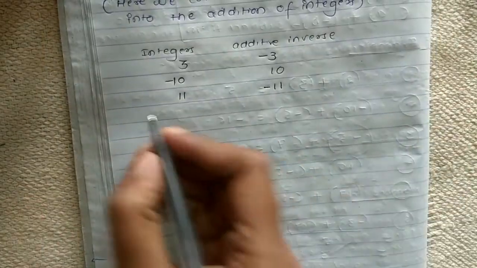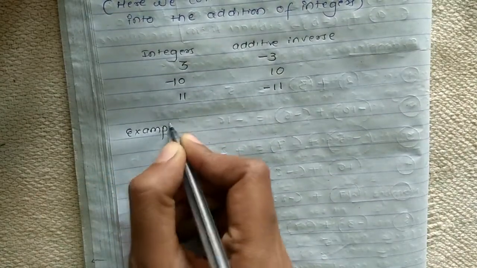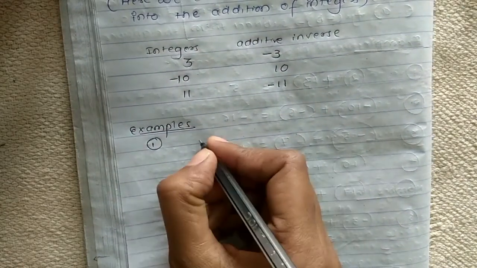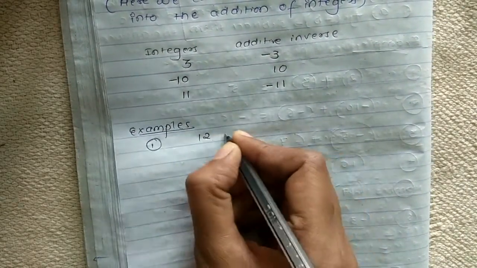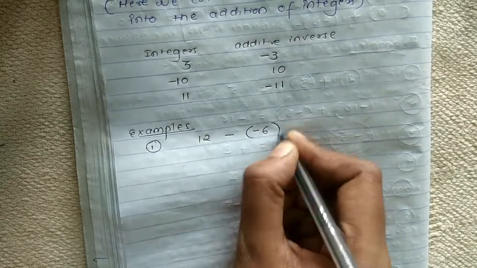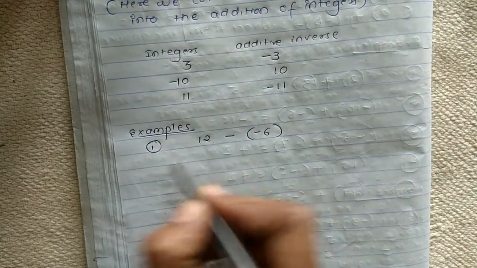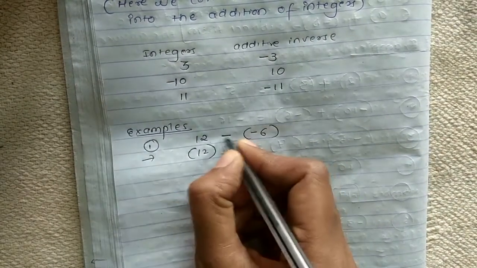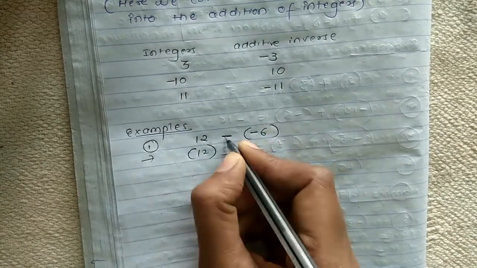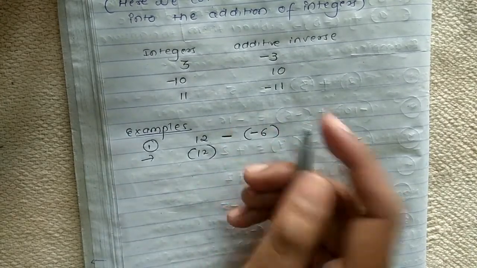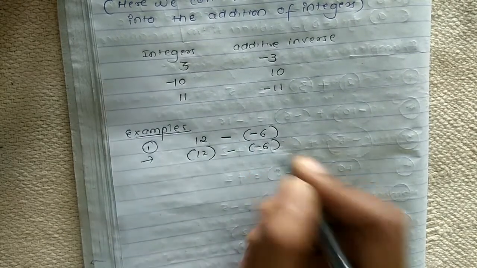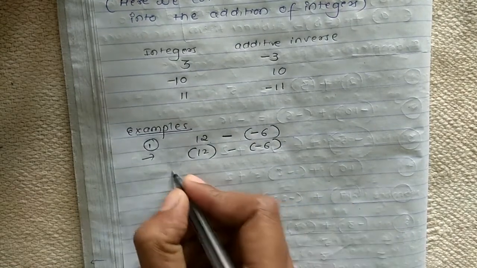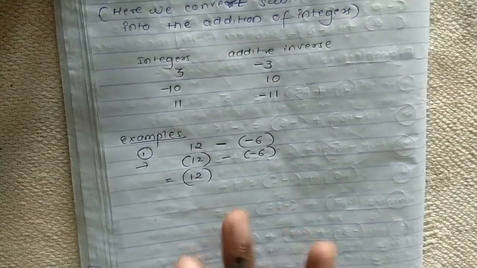So let us take examples. Here we have 12 minus 6. So here we have two integers. Whenever you have integers, put them in brackets, because we have the negative sign of an integer and the minus sign of subtraction, and it will be confusing. So put both integers in brackets, and you will know that one has a plus sign and one has a minus sign. According to the rule, keep the first integer as it is. Keep 12 as it is.